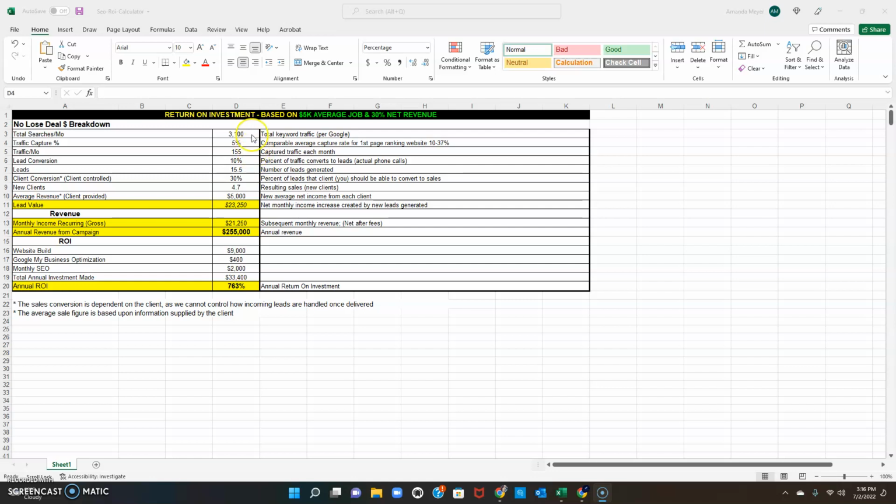So we've got, again, 3,100. This is how many people are searching for those phrases. We have cut the capture rate in half, and now we've come out with leaving us 155 visitors to the site each month. Now, 10% of the traffic that comes to the site converts to leads. Okay, so with that in mind, that's going to give us 15 and a half leads that are generated.